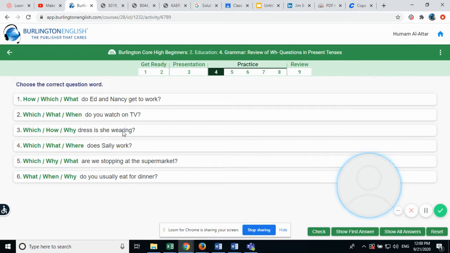Dress is she wearing? Which question word? Which, what, where. Does Sally work? Which, why, what. Are we stopping at the supermarket?